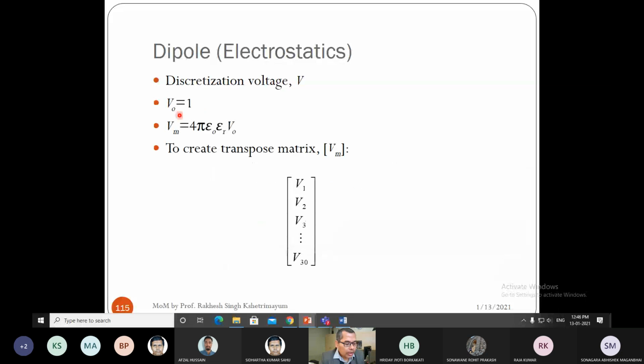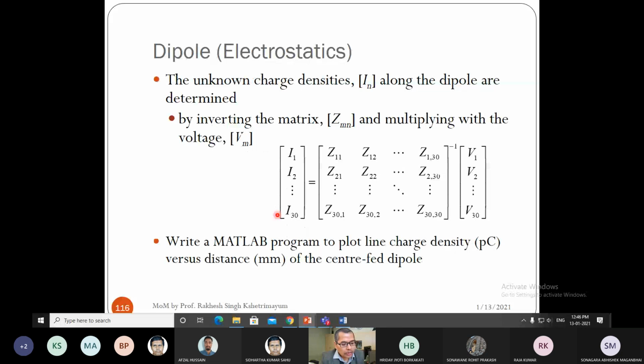Then let's say we are applying a voltage V0 of 1 volt. Basically we are applying V0 of 1 volt at the center of the dipole, and we want to find the charge distribution of the dipole. Then the B vector will become this. So this is a matrix. The I vector would be the inverse of the Z matrix times the B matrix.